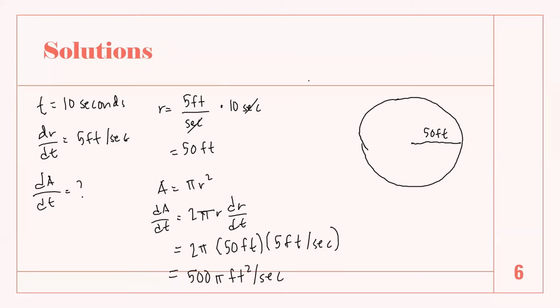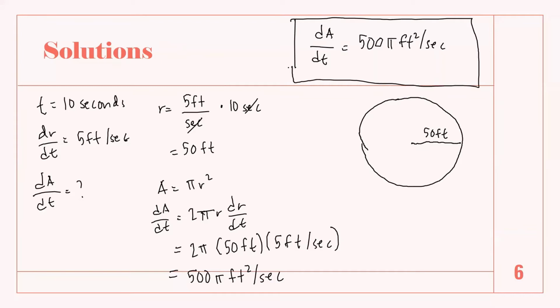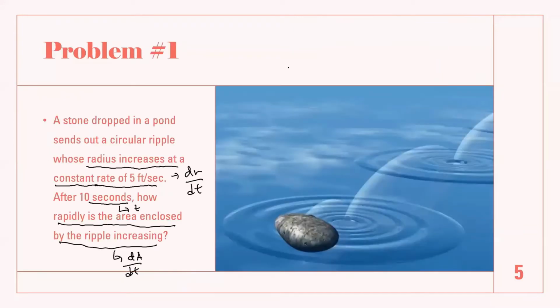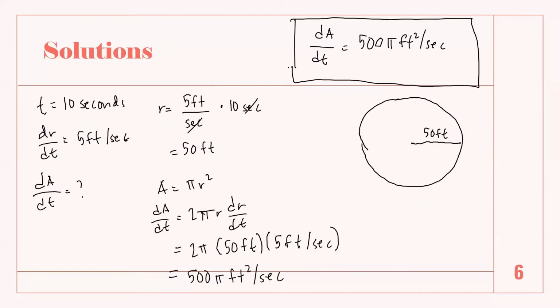So it means to say that the rate of change is 500 pi feet squared over second. So based on the problem, the area enclosed by the ripple is increasing at the rate of 500 pi feet squared per second. Okay, so that is our dA over dt.